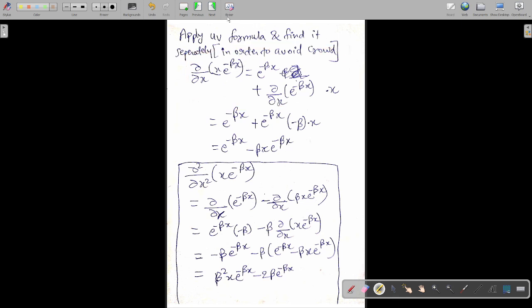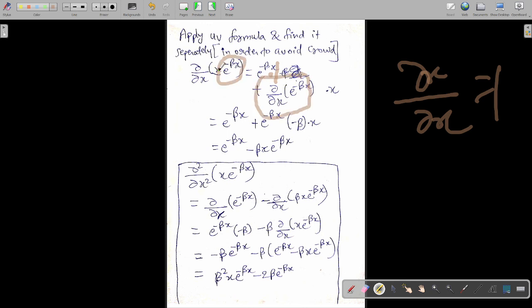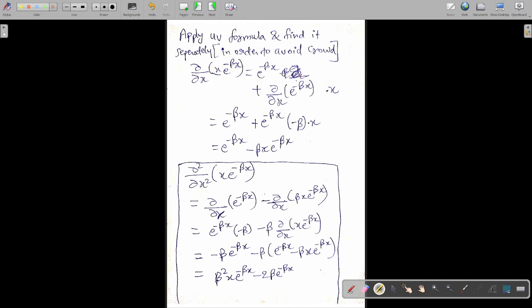Now, del x by del x has turned out to be 1. So over here in the multiplication it is 1. And del by del x of this thing will come over here, and x will remain over here. So e to the power minus beta x, and again after I take the differentiation of this, what will happen?